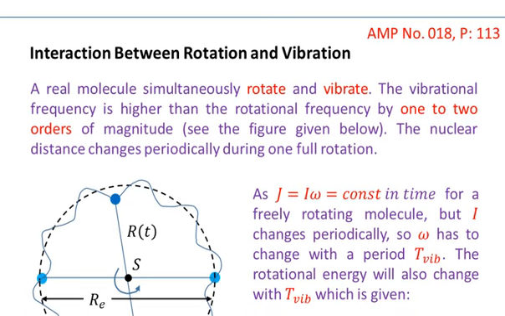Interaction between rotation and vibration. A real molecule simultaneously rotates and vibrates. The vibrational frequency is higher than the rotational frequency by 1 to 2 orders of magnitude, which is explained in the figure. The nuclear distance changes periodically during one full rotation.